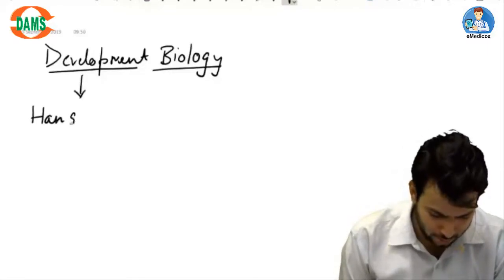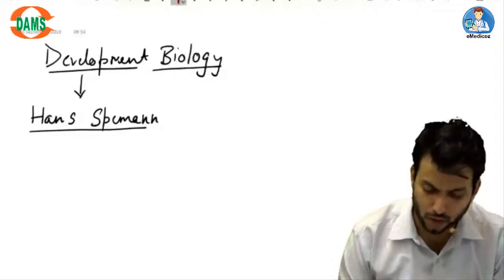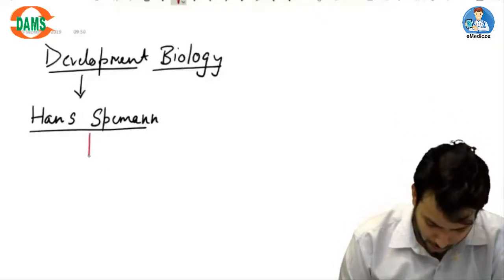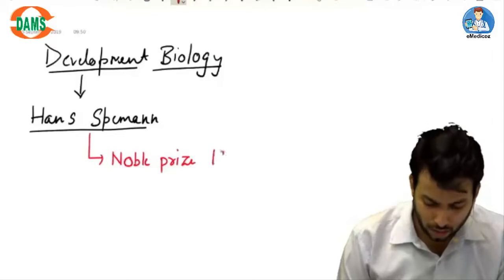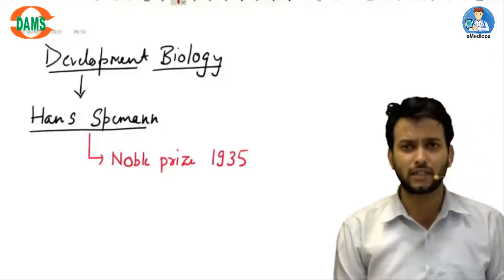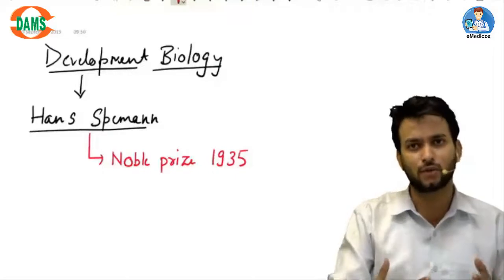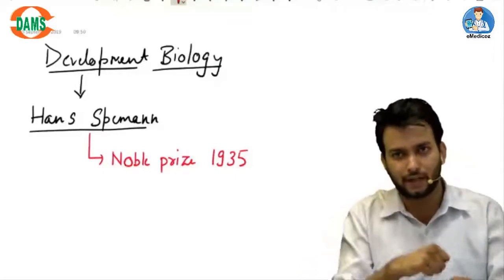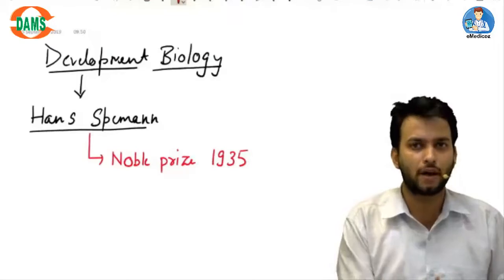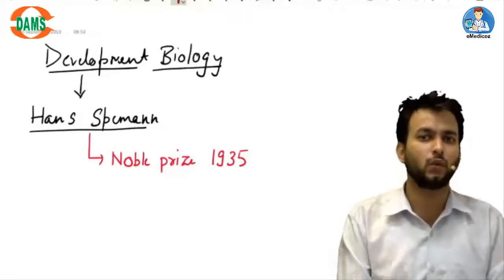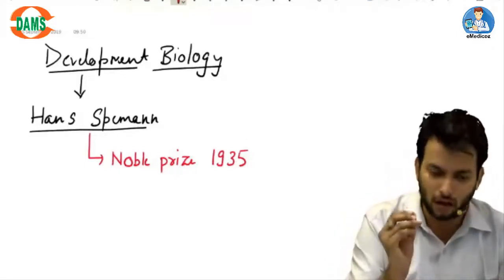Hans Spemann is the person who got the Nobel Prize in 1935. He introduced regulative development, meaning how the different germ layers, ectoderm, mesoderm and endoderm, regulate with the different components, how they induce, which part produces which type of tissues, whether it is neural induction or some other type of induction.